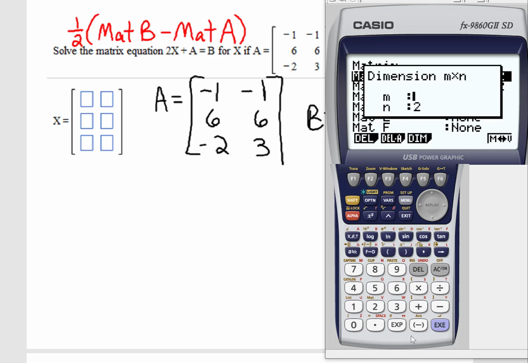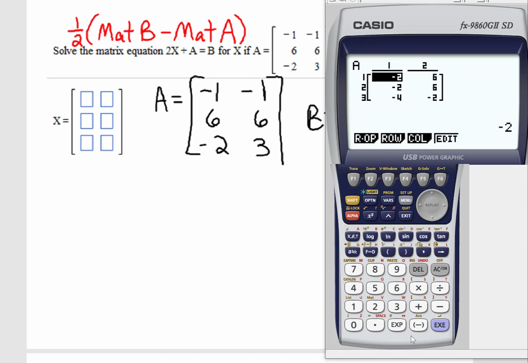Oops. Sorry, I'm actually changing the dimensions. So I don't want to change the dimensions. The dimensions are still 3 by 2, 3 rows by 2. And so I actually could have just pressed execute. I accidentally pressed the 1, so it started taking me into the dimensions of it. But now I'm into the matrix. So -1, -1, 6, 6, -2, and 3. Check it. Okay, looks good.